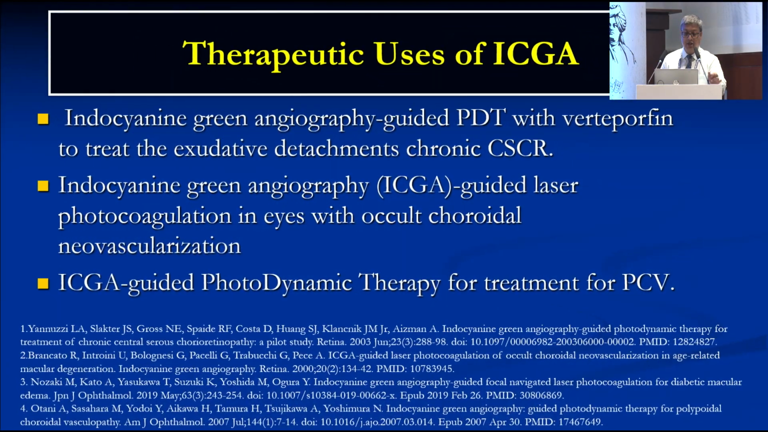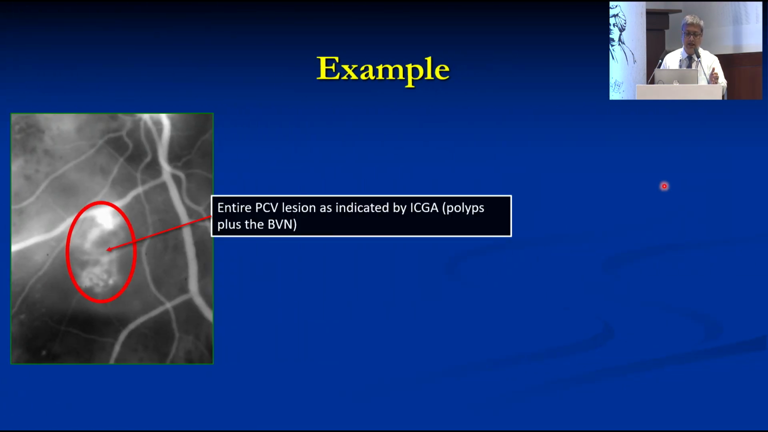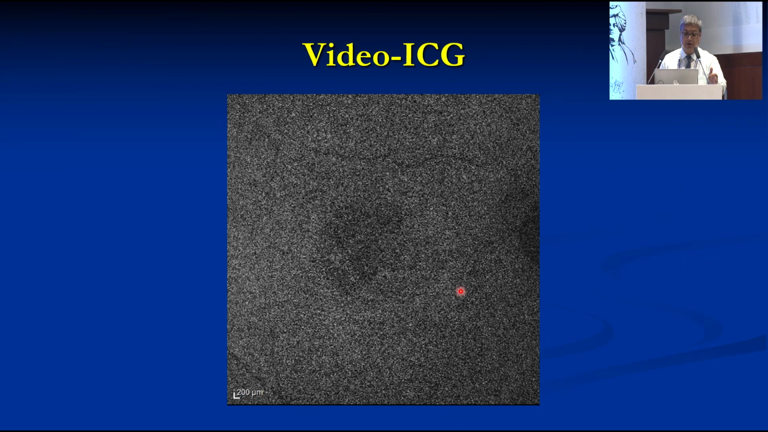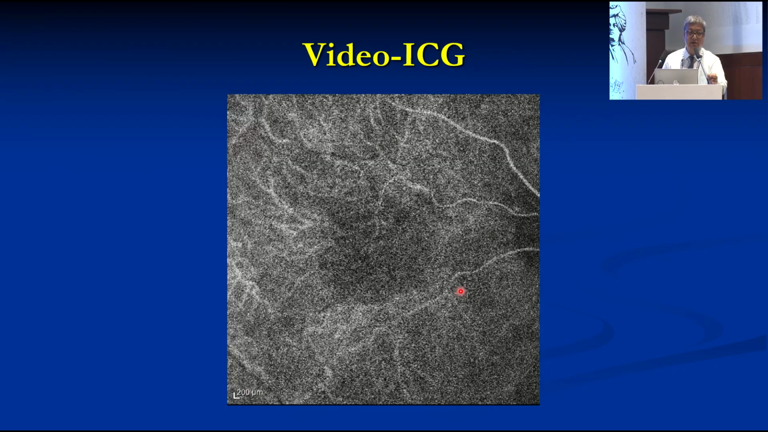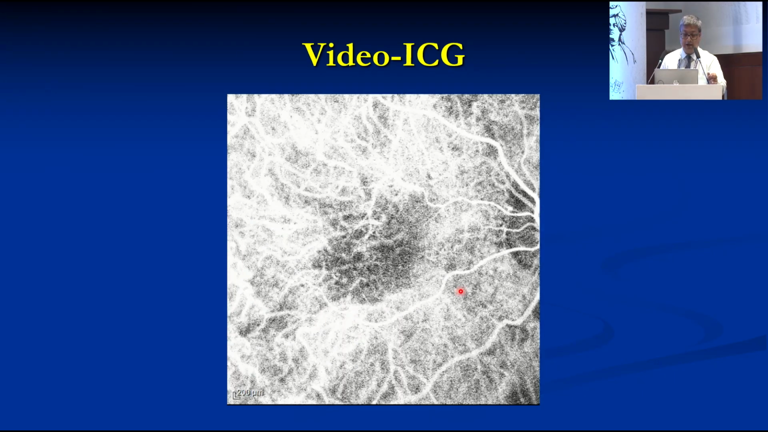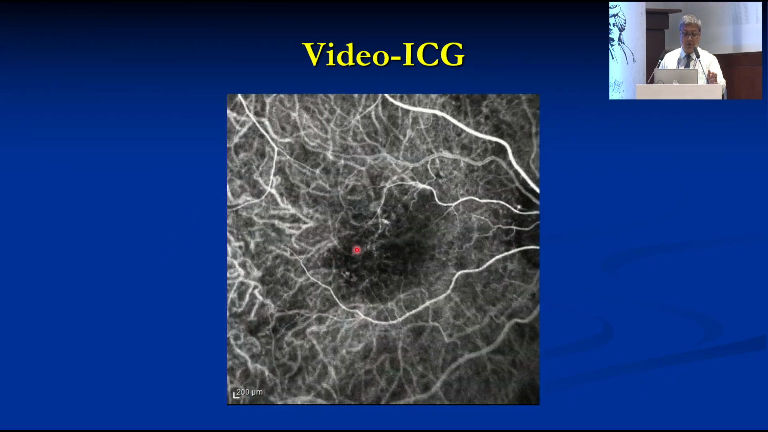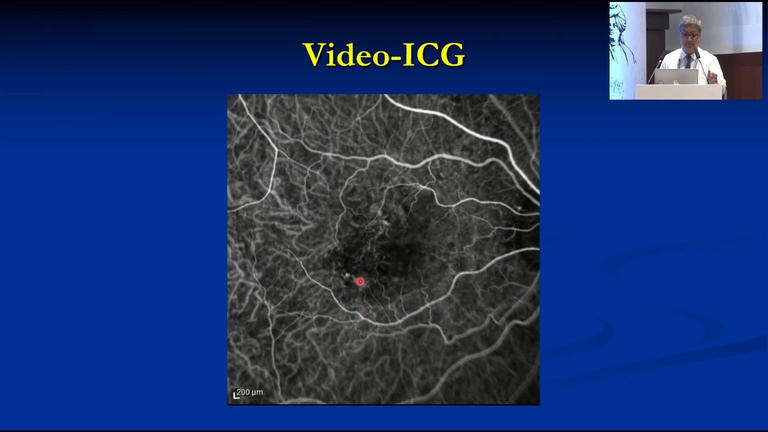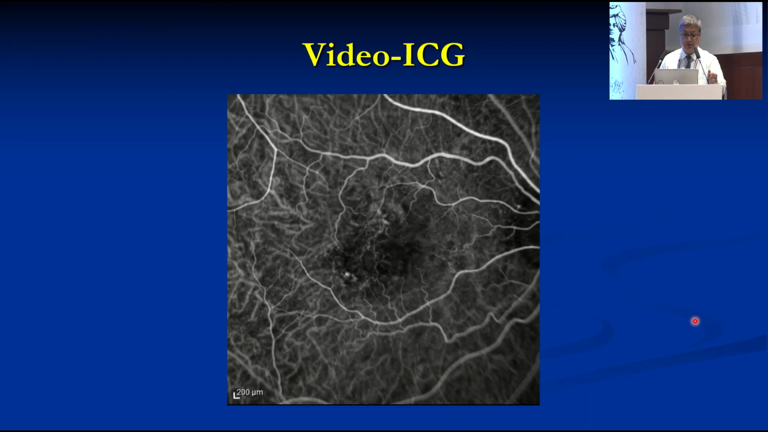Now, therapeutic uses of ICG, mostly the PDT. In the era of PDT, there was an essential need of ICG. Nowadays, it is hardly in practice. See, this is the area of polyp. The whole area has to be treated with PDT and everything is gone. The role of video ICG is to demonstrate the dynamic presence of polyp. Here you can see there's a polyp lesion with a branching vascular network.